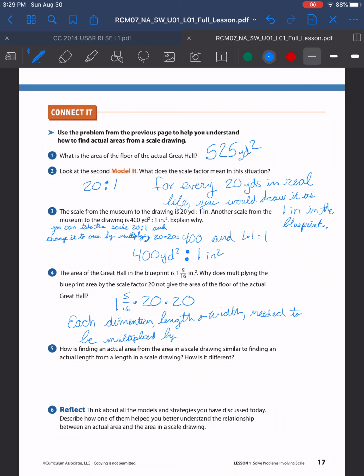by the scale factor. Hold on, my son just woke up, so I have to turn off the baby monitor.